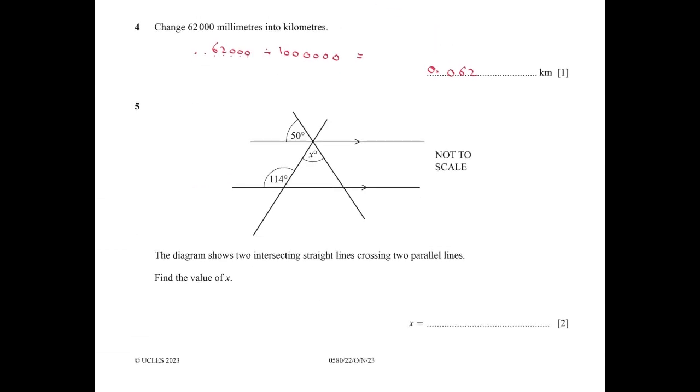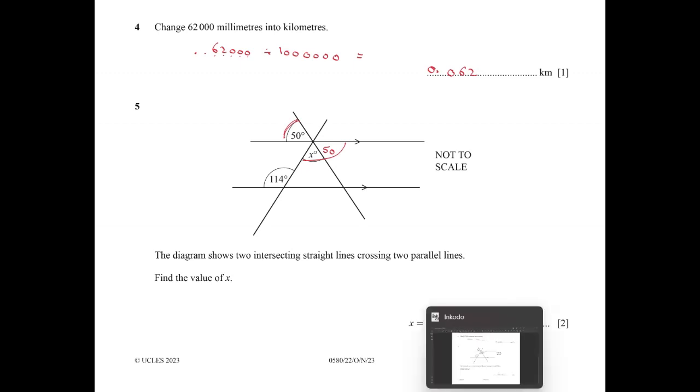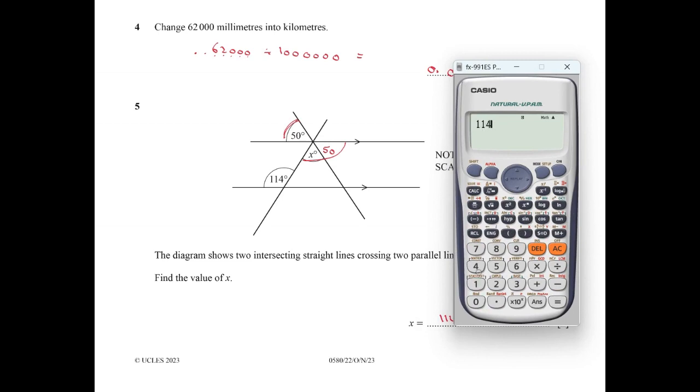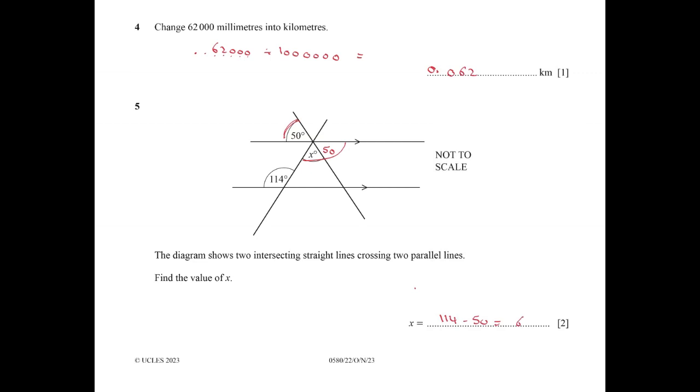Question 5. Find the value of x. To find the value of x, measure this angle. This angle is 50 because vertically opposite angles with this one. So the alternate angle says this is 114. This angle should be 114, alternate angles. To find the value of x, 114 minus 50 is equal to 64.